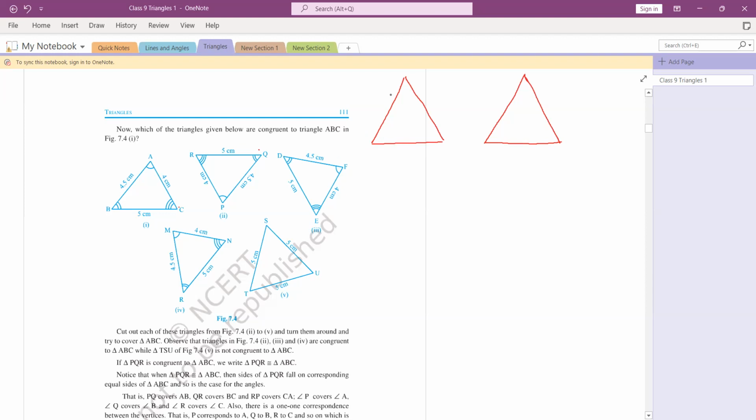Okay, now if two triangles are congruent and I want to say that angle A is equal to angle P, I'll draw one line like this. Again, if I want to say angle B is equal to angle Q, I'll draw two lines. So this means this angle is equal to this angle. I'm just explaining the notations. If I want to say that angle C is equal to angle S, I'll put three lines. So this angle is equal to this angle.